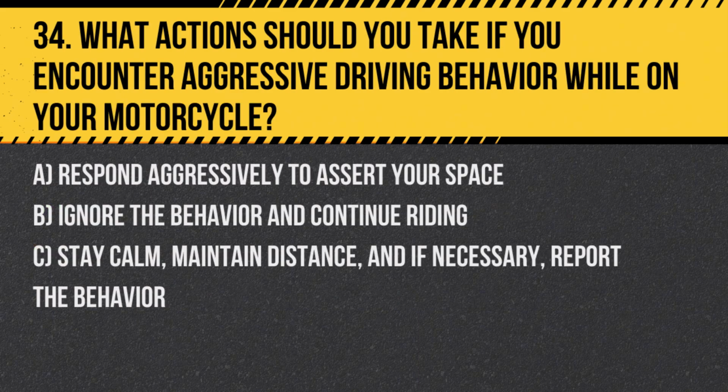Question 34. What actions should you take if you encounter aggressive driving behavior while on your motorcycle? A. Respond aggressively to assert your space. B. Ignore the behavior and continue riding. C. Stay calm, maintain distance, and if necessary, report the behavior. Answer. C. Stay calm, maintain distance, and if necessary, report the behavior. This response avoids escalating the situation and enhances safety.